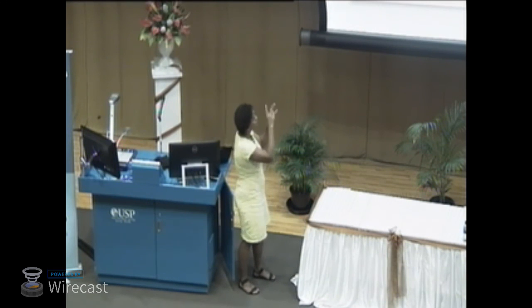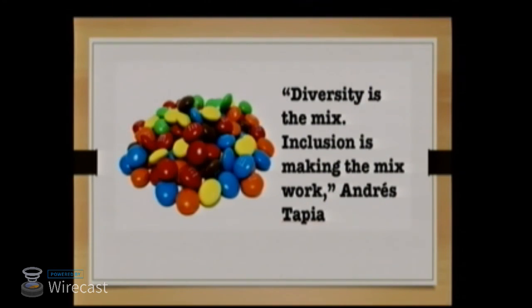I just wanted to begin with this quote: Diversity is the mix. Inclusion is making the mix work. And that is by Andres Tapia. So I'm sure, because we're all academic people here, you would have an idea what that means.